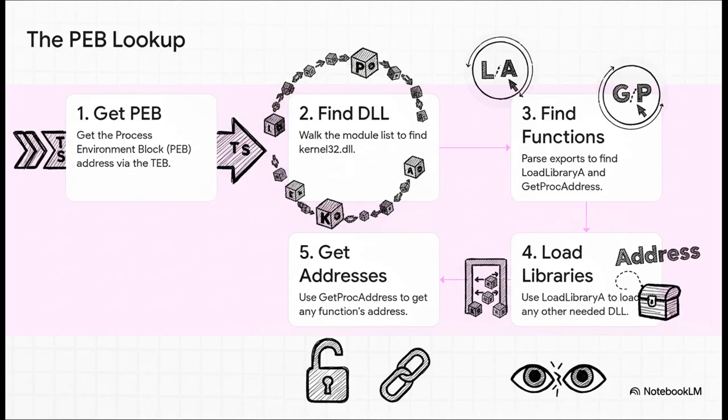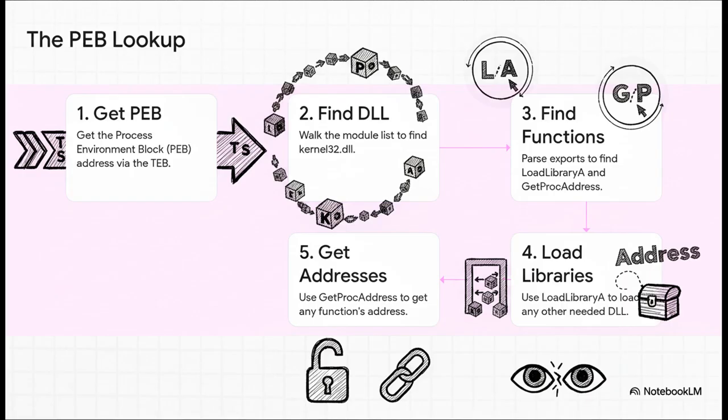So let's break it down. It's a 5-step mission. Step 1, grab the TEB address from that special segment register. Step 2, follow the pointer from the TEB to get to the PEB. Step 3, walk through that module list until you find a key library, usually kernel32.dll. Step 4, once you find it, you parse its list of exported functions to find the addresses of 2 golden functions, LoadLibraryA and GetProcAddress. And now the final step, number 5.